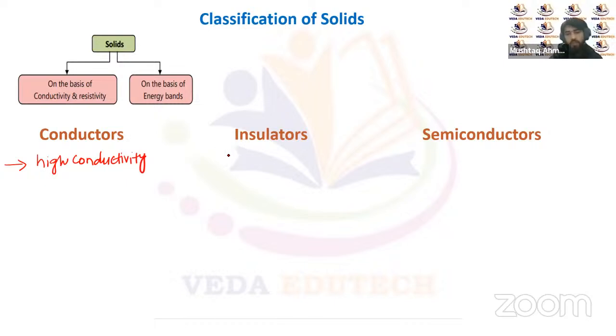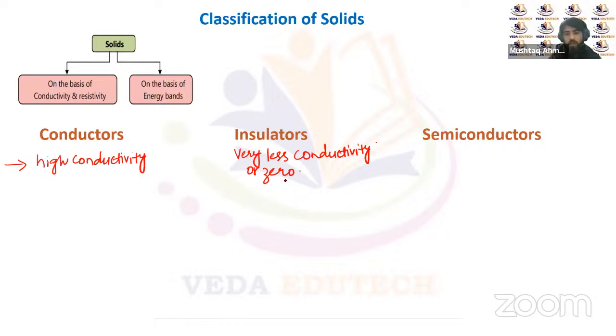Now, for the insulators, the conductivity is almost zero, very less conductivity or zero, right? Or we can say the conductivity of insulators is equal to zero. So they do not conduct any current at all. Whereas the conductors are the materials of high conductivity, and they conduct electric current very easily, right?